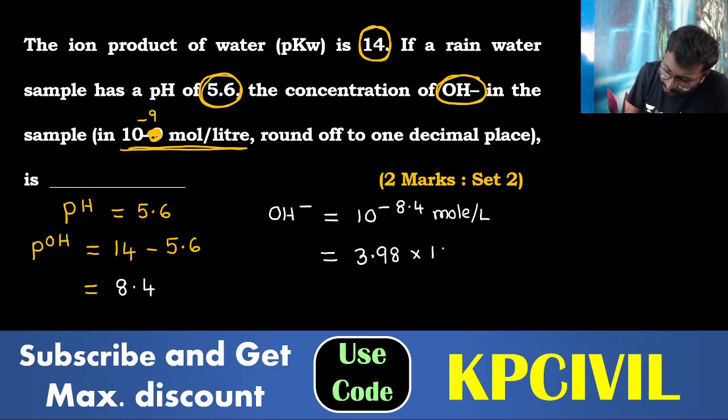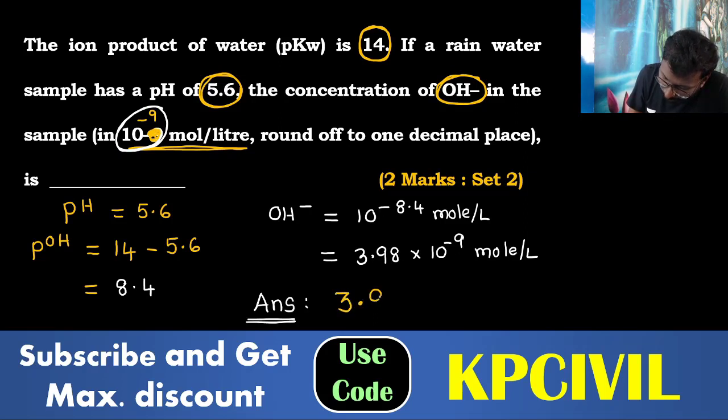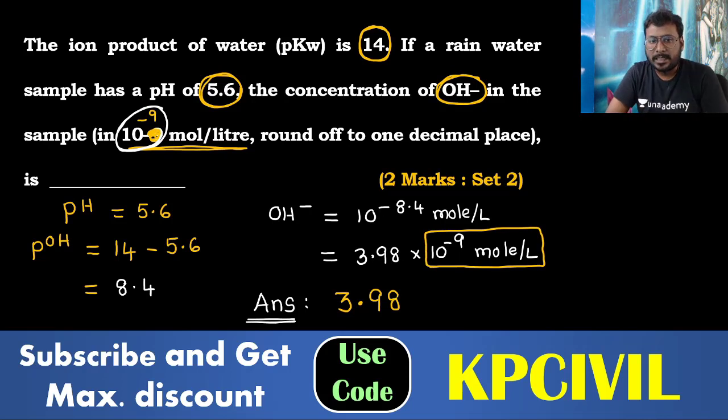3.98 into 10 power minus 9 mole per liter. Already they are asking to express in 10 power minus 9. So what is the answer we can write down? 3.98, because the question is to express in terms of 10 power minus 9 mole per liter. So our answer is 3.98.